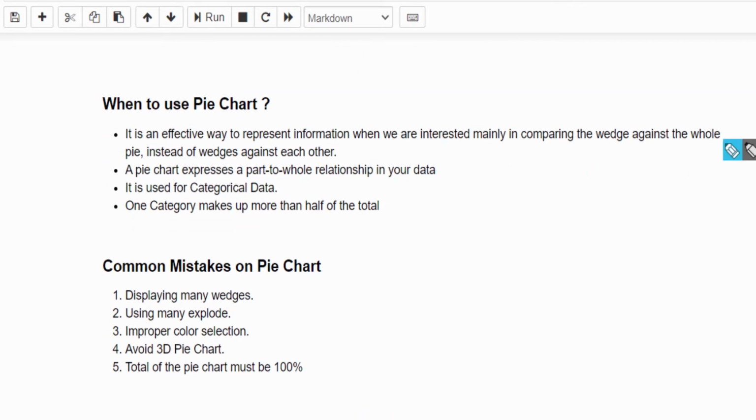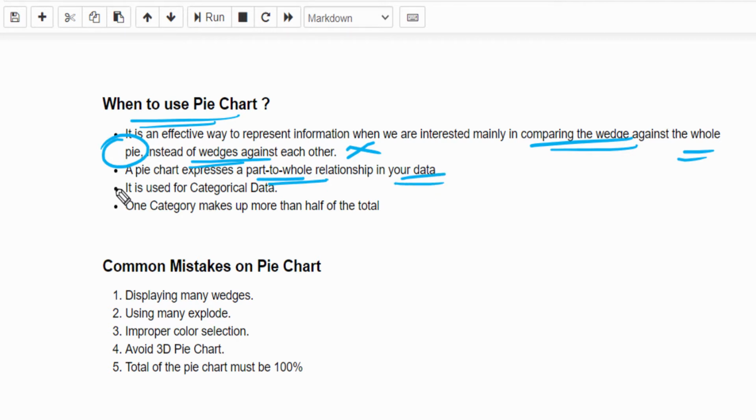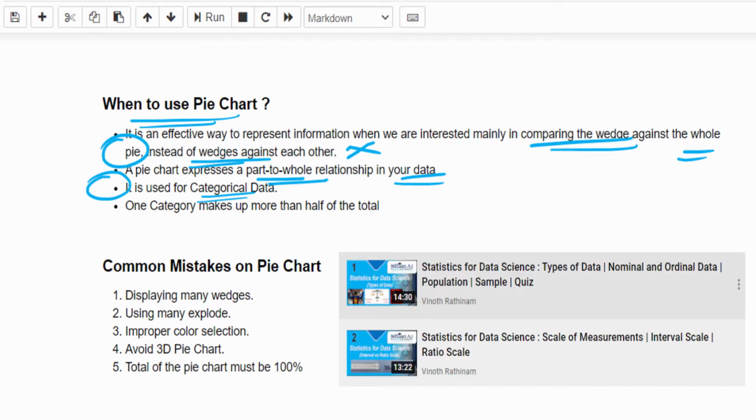Very important now, when to use pie chart. This is one important thing most of the data scientists will miss out. It is used mainly in comparing the wedge against the whole pie. We will never compare between wedges. Keep that point, remember. In another way, we can say part to whole relationship in your data. And this point, it is used in categorical data. If you don't have any idea about categorical data, please watch previous two videos. I have already explained about the types of data.